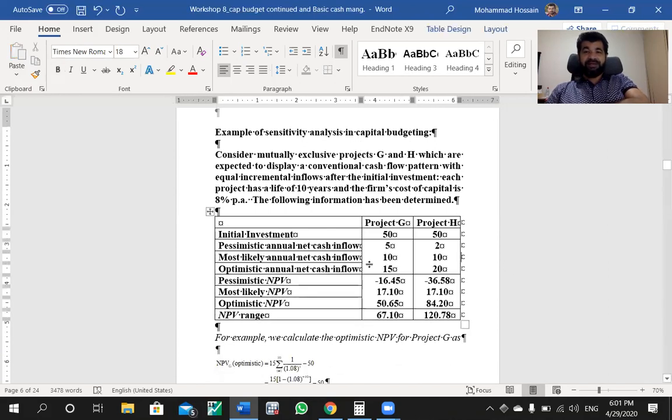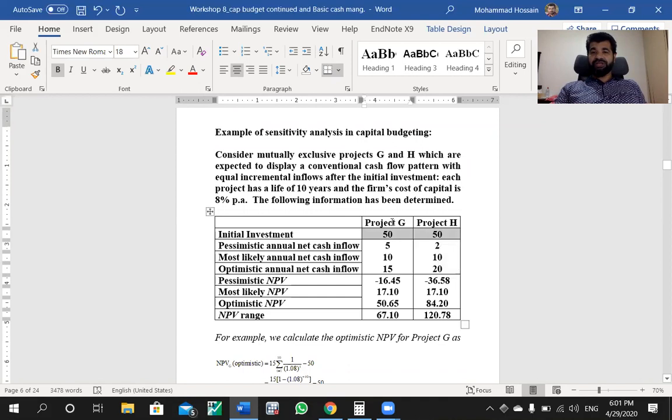Now look at here, net cash inflow. We have the pessimistic situation, a very bad situation. Project G will give us 5,000 million, whatever it is, and project H will give us 2 in a very bad situation. Most likely we are going to get 10, both of them the same. If it is a very good, very optimistic situation, project G is going to give us 15, but project H is going to give us 20. So this is your initial investment.